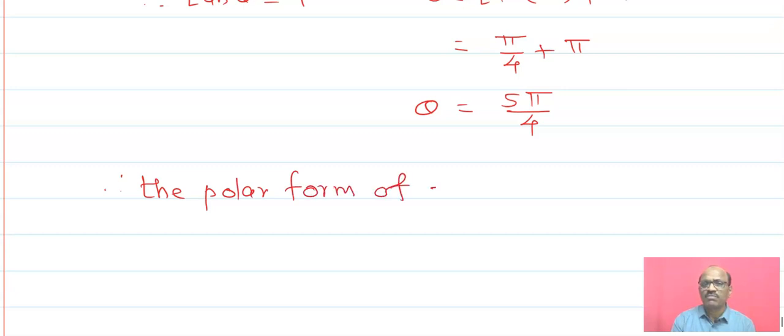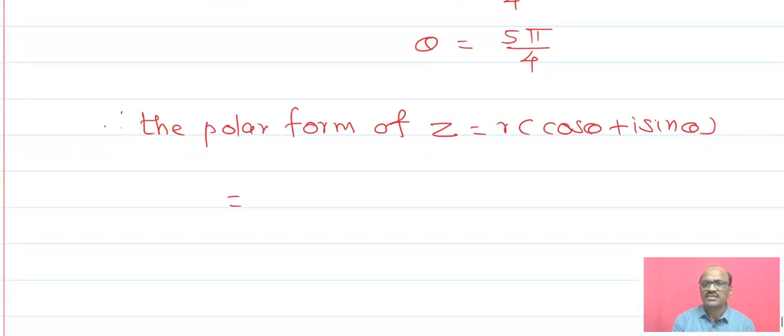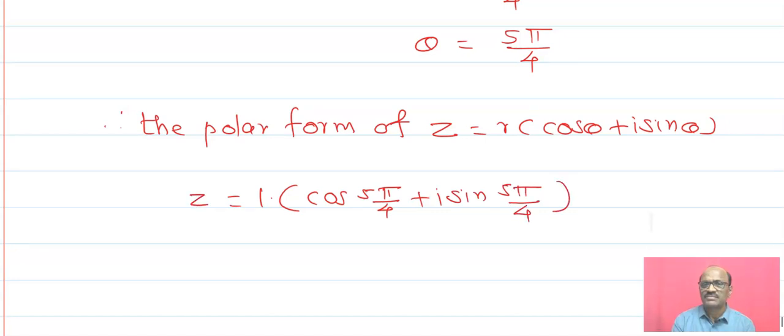The polar form of z is equal to r(cos theta plus i sin theta). The value of r is 1. So z equals cos of 5 pi by 4 plus i times sin of 5 pi by 4, bracket complete.